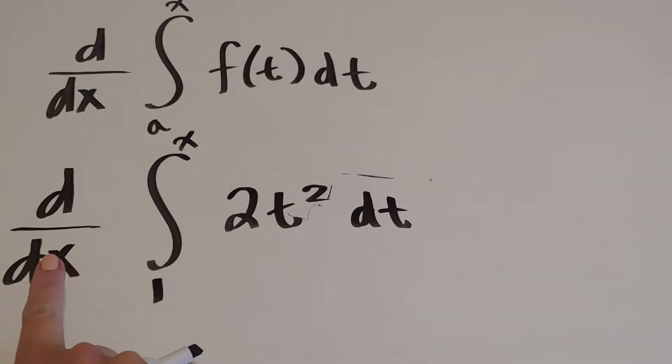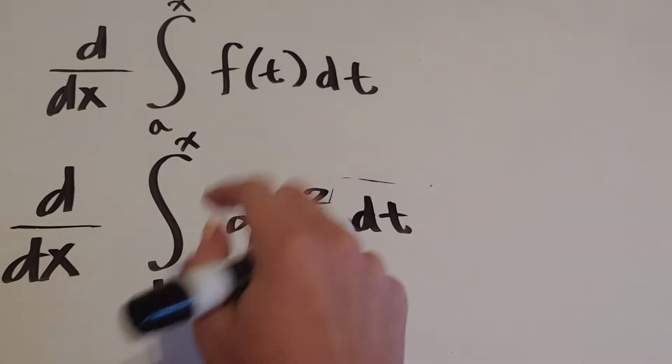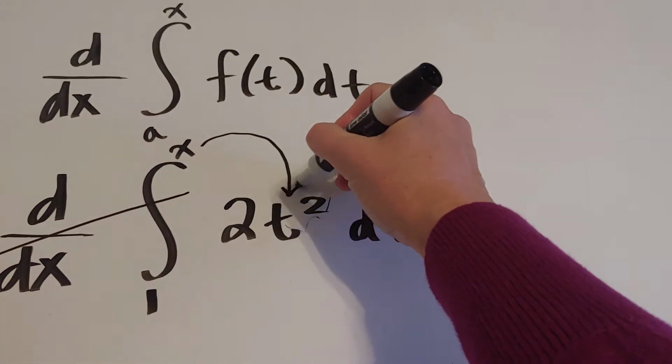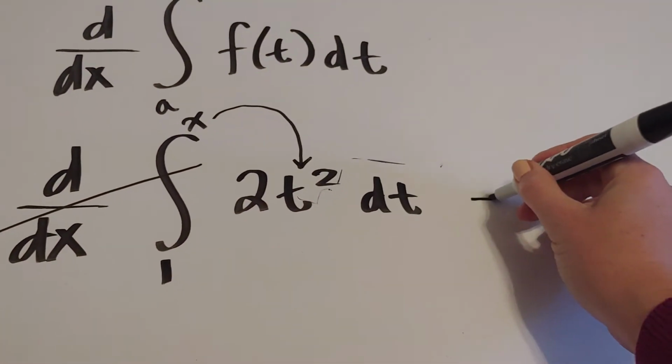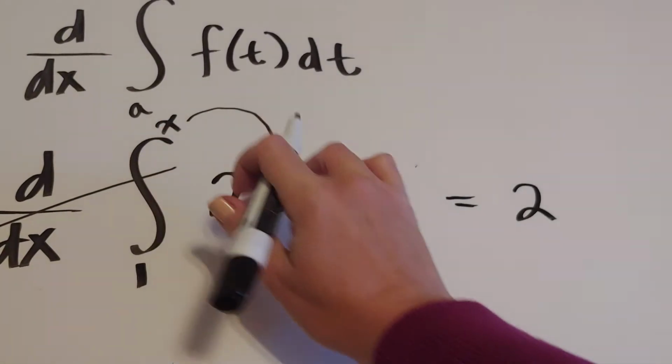Basically what happens is that the d/dx, the derivative, and the integral symbol are going to cancel out, and that x is going to drop down inside. So my final answer is going to be 2, but instead of a t squared, it's an x squared.